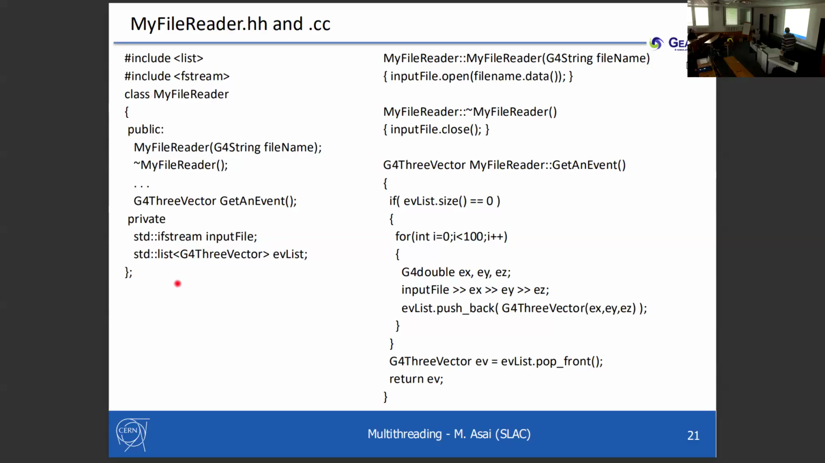Here is an implementation of the file reader. It's a simple thing. The input file is opened when you create it, and closed when the object is destroyed. When you get an event, if you have none left, you may wish to obtain 100 of these values and store them. You will only do this if your list is empty. Otherwise, if your list is not empty, you will just pop a value and return it. That way, you read 100 by 100, and you try to do something that's more performant.